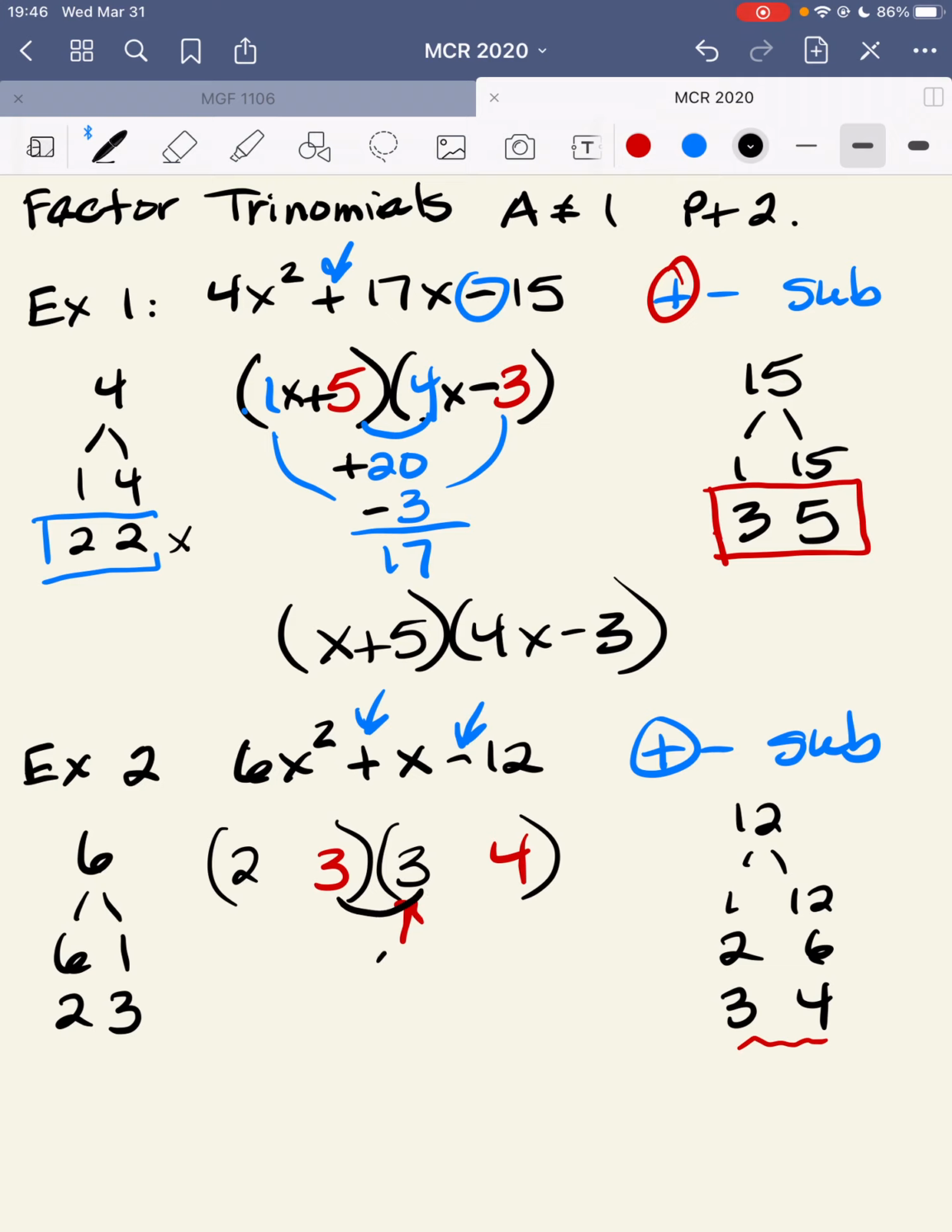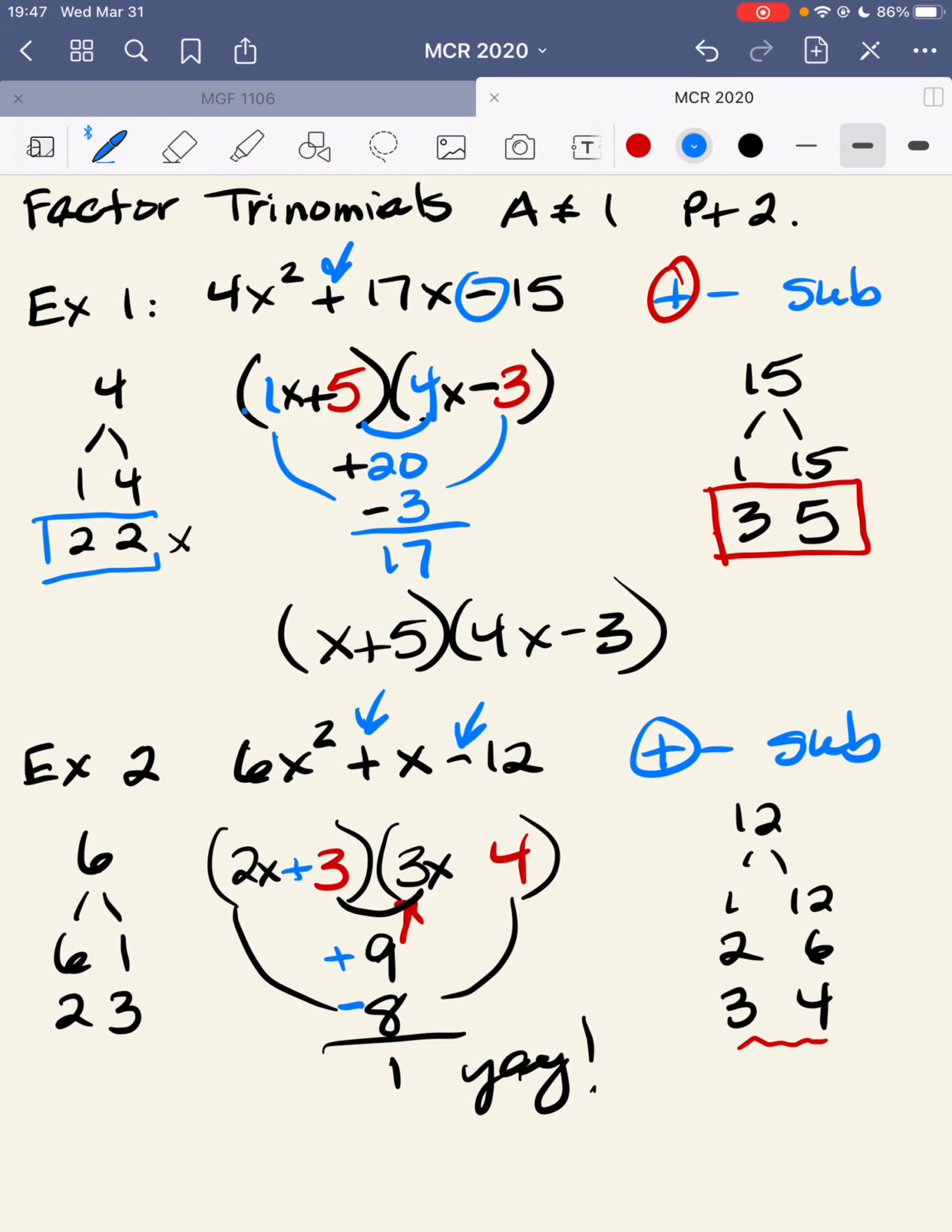So I have 3 times 3, which is 9. And I have 2 times 4, which is 8. And I'm subtracting, and subtracting gives me 1. Yay! Okay? All that's left now is to go ahead and place my signs. So my larger number must be plus in this case, my smaller minus. I also need to place my x's. And my plus sign is first, so it goes in the first binomial. And my minus on the 8 goes in the second binomial. And so I have 2x plus 3, 3x minus 4.